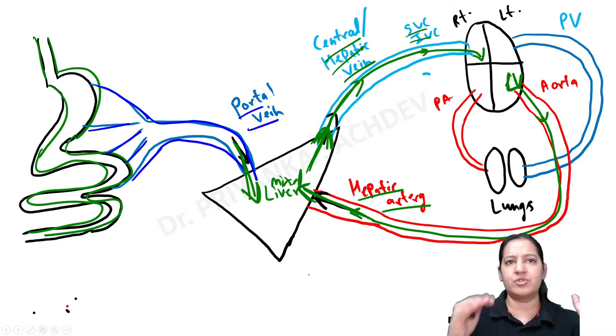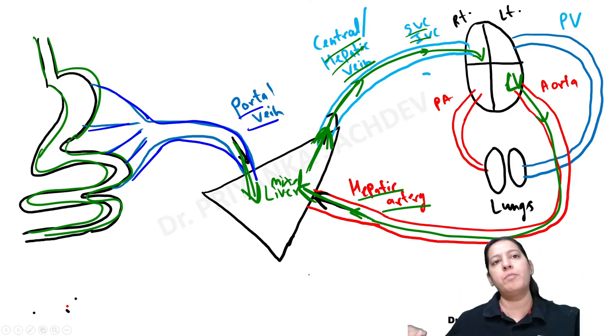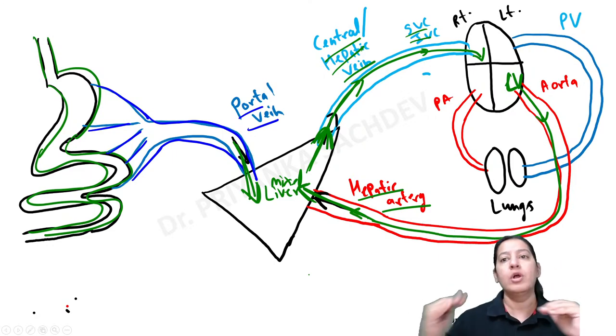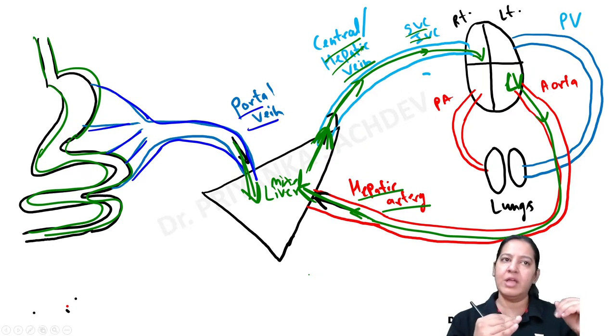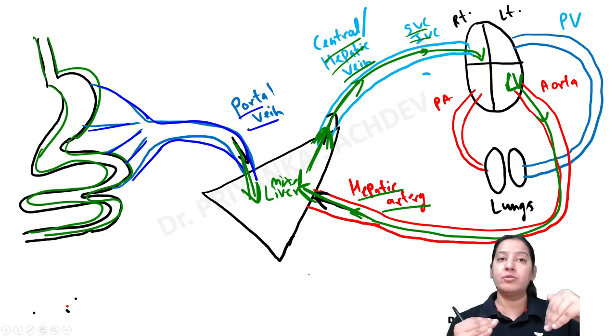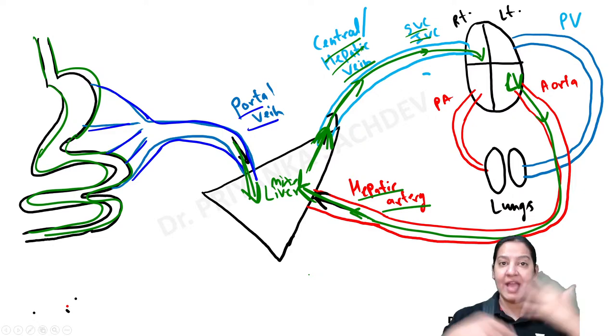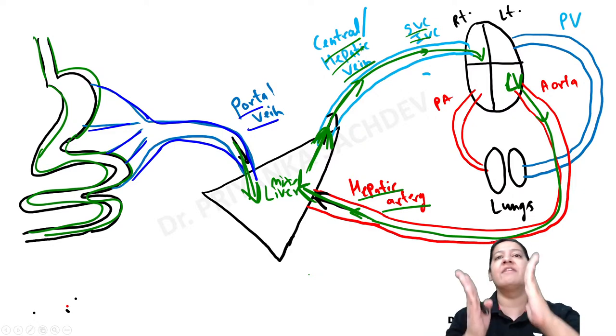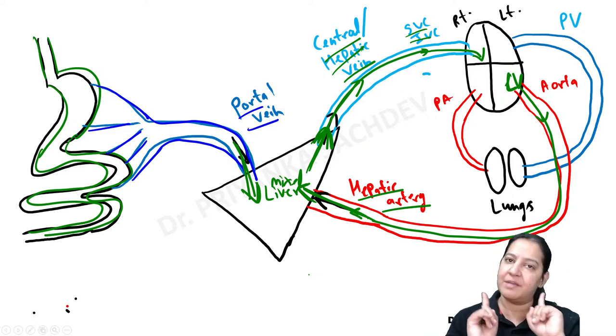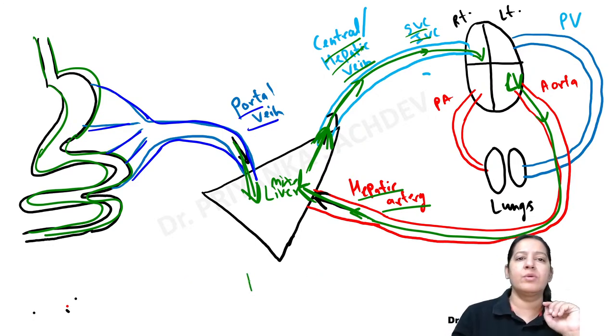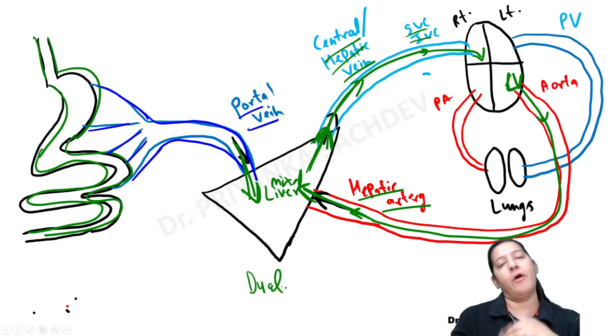Now these are the three things. The two blood sources are coming and one is leaving out. So hepatic artery carrying pure blood to the liver, portal vein carrying impure blood to the liver from the GIT. Both bloods are coming, getting mixed inside and exiting the liver via one vein. The name of the vein is hepatic vein or central vein. So this is known as dual blood supply of the liver.